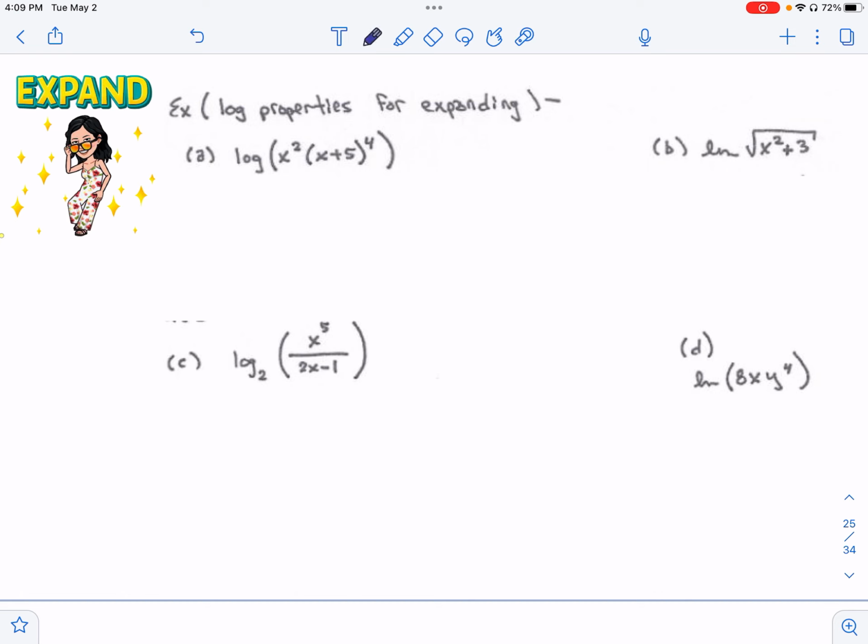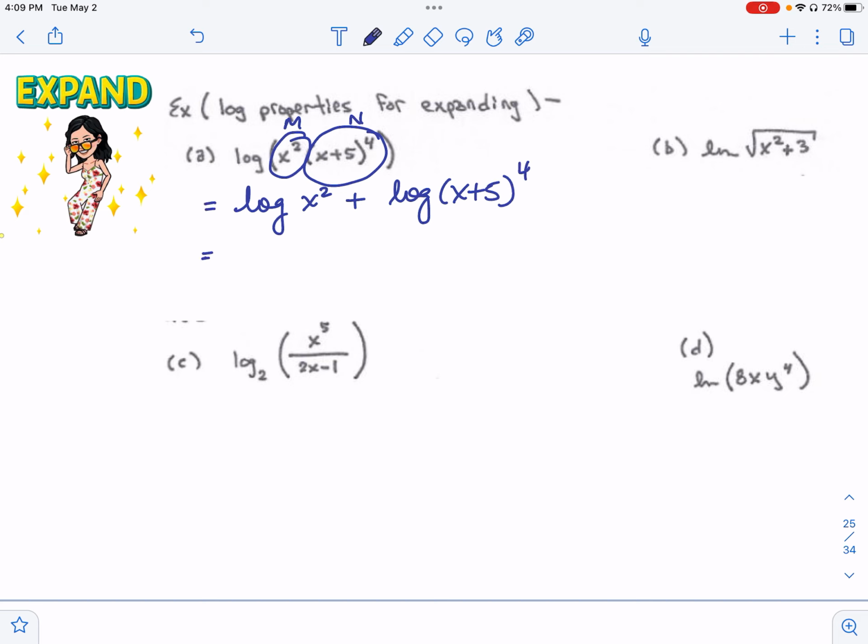If you notice there's no base written here, which means it's defaulted to 10. Also notice how this expression is basically the product of x squared and x plus 5 to the fourth. So it's the product. This is your m and that's your n. I can use the first property, which said you could split it up into log of x squared base 10 plus log of x plus 5 to the power of 4, base 10.